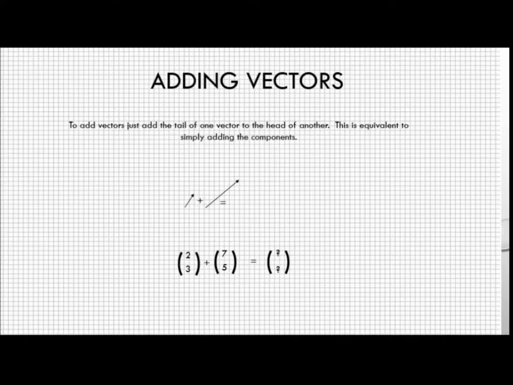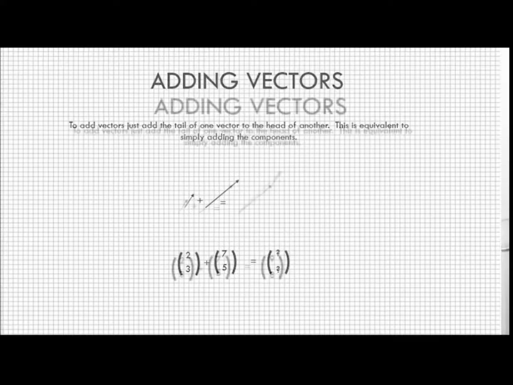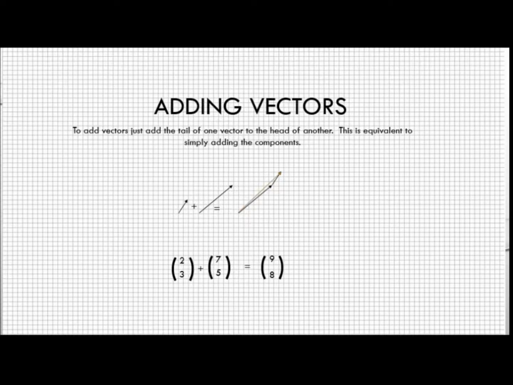Okay, so why don't we have a little practice with this. Pause the video, have a think about it, and when you're ready for the answer, just press play. Okay, well, when adding the arrows, we just add the tail of the one vector to the head of the other vector, and then we can just join them together. When adding the components, it's a simple case of adding the components. 2 plus 7 is 9, and 3 plus 5 is 8.